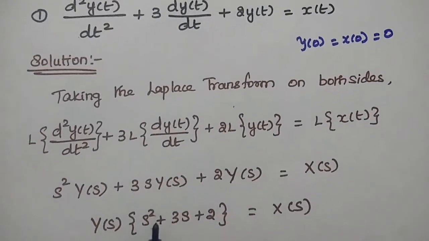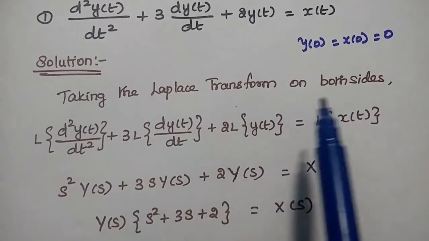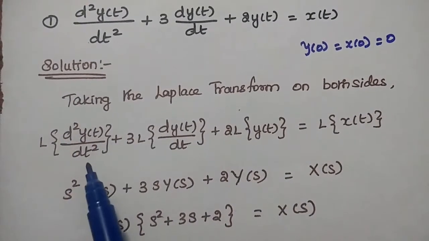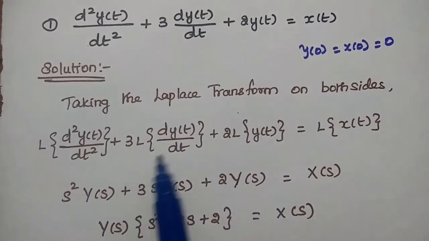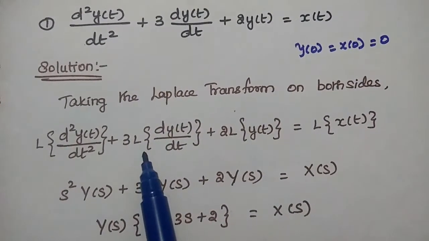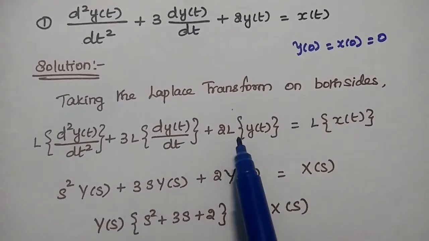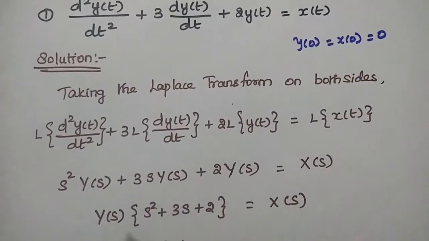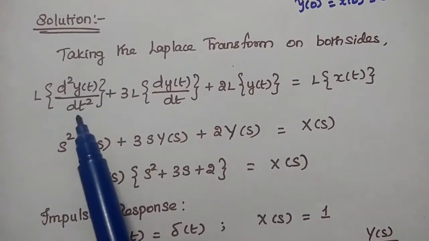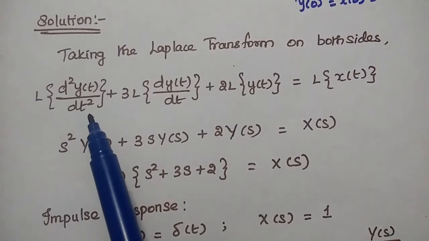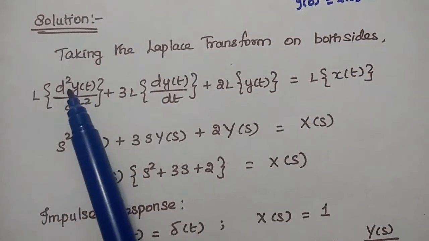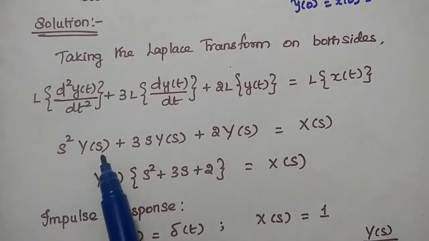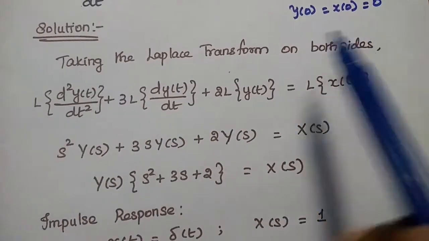In the solution part, first we have to take the Laplace transform on both sides of the given equation. So the Laplace transform of d squared y of t by dt squared plus 3, which is a constant, we can take it outside. So 3 into the Laplace transform of dy of t by dt plus 2 into the Laplace transform of y of t is equal to the Laplace transform of x of t. Then we can substitute the value of the Laplace transform of the differentiated signal. The Laplace transform of d squared y of t is s squared Y of s, with the zero initial conditions, you have to remember that.